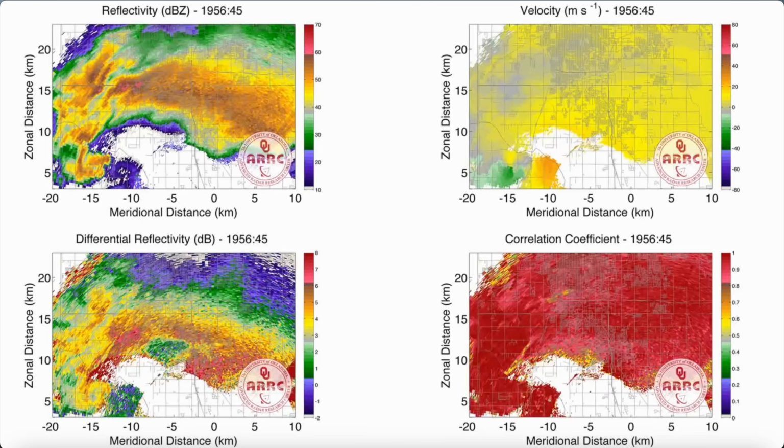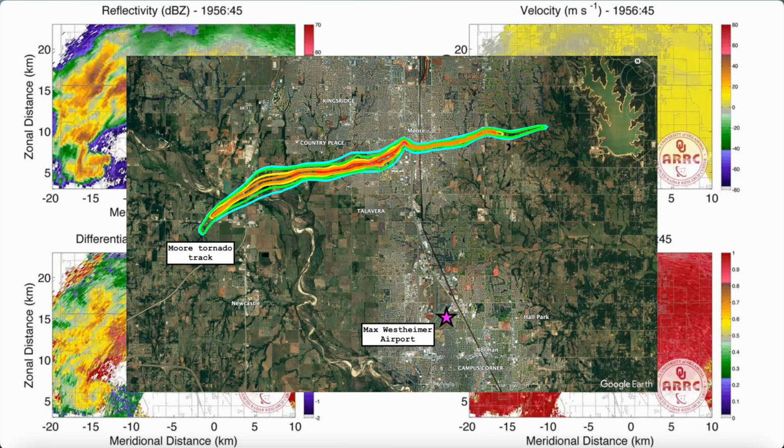We can get an even closer look at the intricacies of the tornado by using data from the PX-1000 radar, which is a super high-resolution polarimetric research radar from the University of Oklahoma that was located at the Max Westheimer Airport in North Norman on May 20th, only about 6 to 6.5 miles south of the tornado track as it passed through Moore.